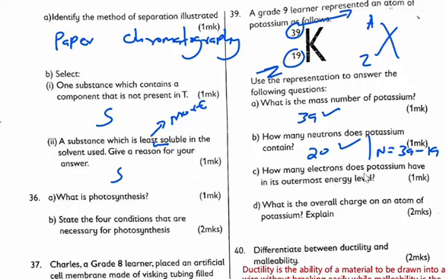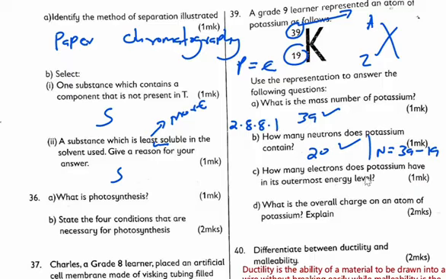Part C. How many electrons does potassium have in its outermost energy level? So how do we answer this? Because here we have the atomic number, this means that the number of electrons is 19, because you know that the number of protons is equal to the number of electrons. So we're going to write the electronic configuration of this. So 19 will be 2, then 8, then 8, and then 1. 2 plus 8 is 10, 10 plus 8 is 18, 18 plus 1 is 19.